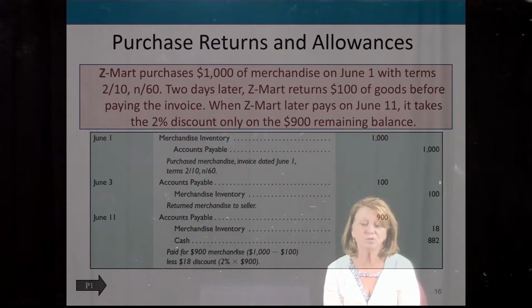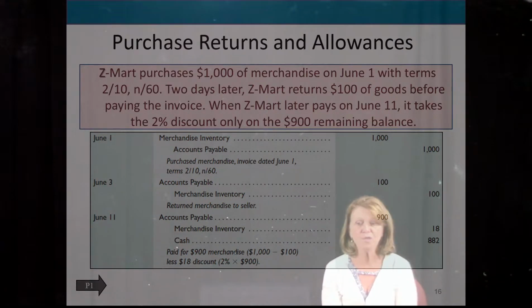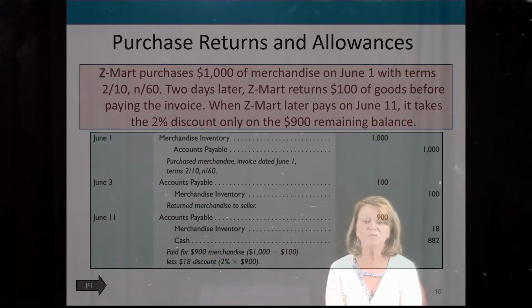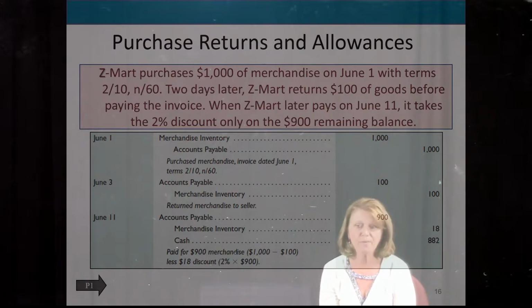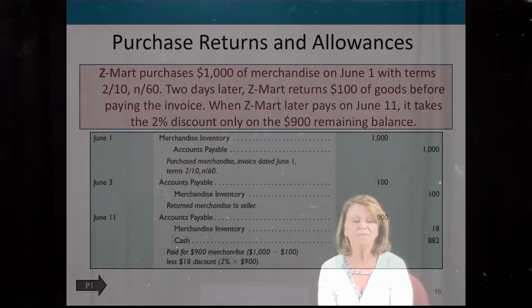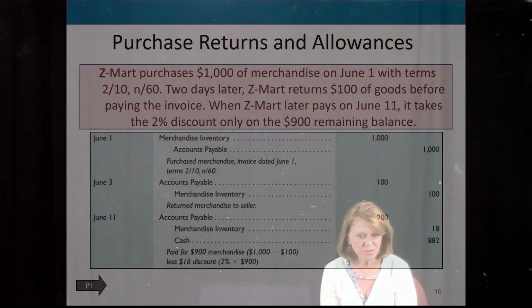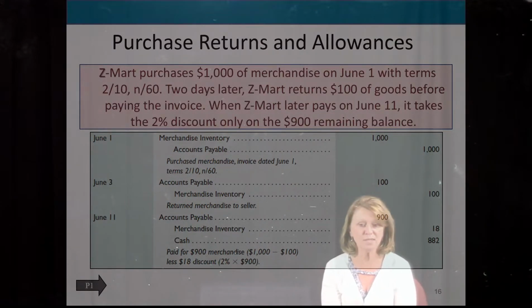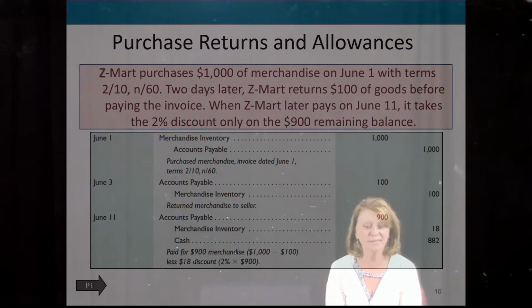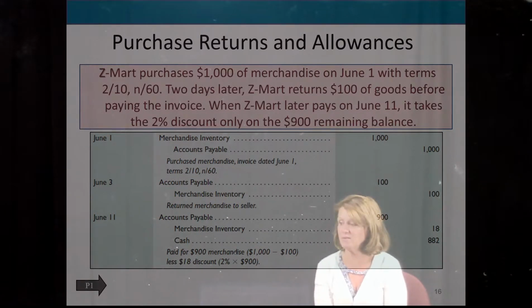Okay, so on June 1st, merchandise inventory was $1,000, accounts payable was $1,000. On June 3rd, we returned $100, so we reduced $100 from accounts payable and we reduced $100 from our merchandise inventory. And then on the 11th, when we paid it, our accounts payable was $900 now because we had returned $100, and our credit is merchandise inventory for $18 and cash for $882.